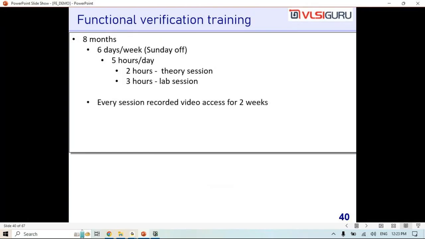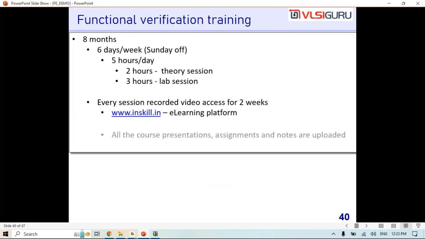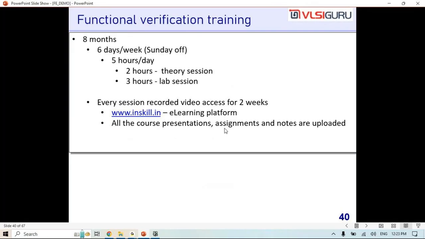Every session is recorded, with video access for 2 weeks. We have a platform called inskill.in where you get access to the recorded videos. There all the course material will be available: all the presentations, assignments and the notes, everything will be present in that portal. Printed material also will be provided to you, whether you enroll for online training or offline training. If you are attending online, the material will be posted to your house anywhere in India.